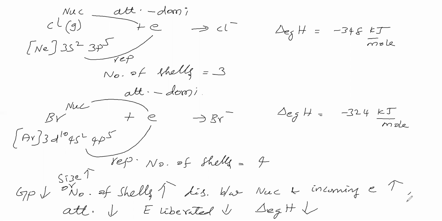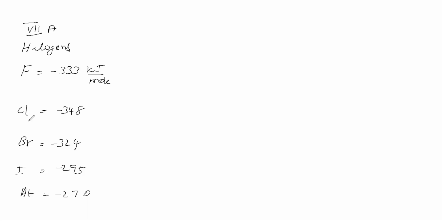Now we have taken an example here. Now we will see chlorine 348, bromine 324, iodine 295, astatine 270. So it decreases. Here, what is the exception? The exception is fluorine and chlorine. Fluorine and chlorine is the exception, but from chlorine onwards, the periodic trend is followed. From chlorine to astatine, the periodic trend is followed. From fluorine to chlorine, the periodic trend is not followed.